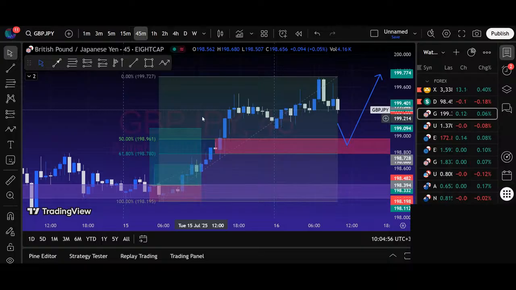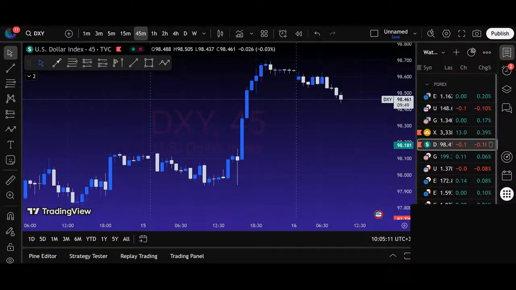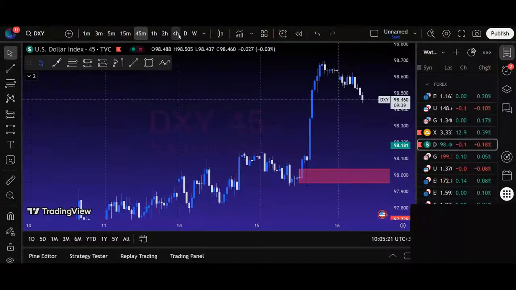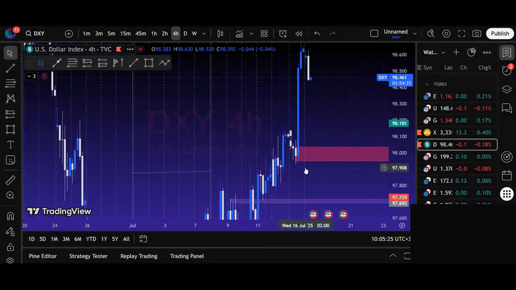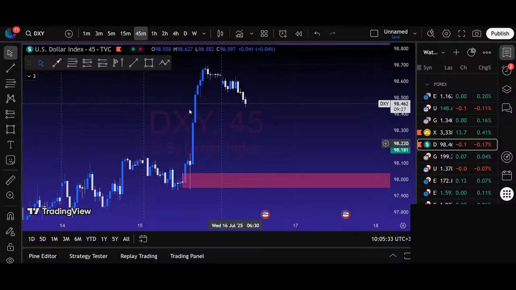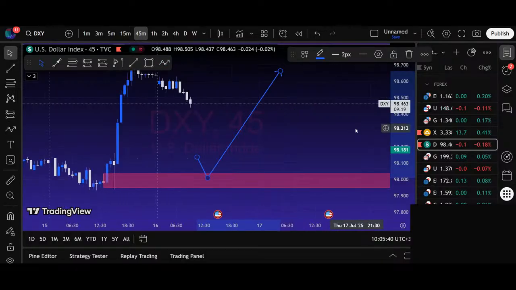So this buy played very well. I don't like DXY, though we have a demand zone here. You can see it lines up in a lot of time frames, from 45 minutes to 4 hours. So let me just give this one the benefit of the doubt.